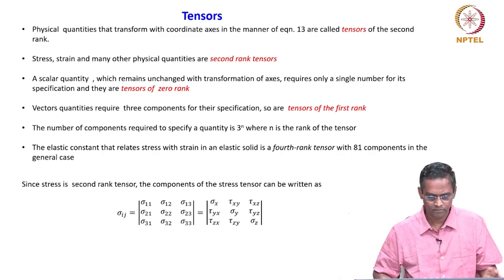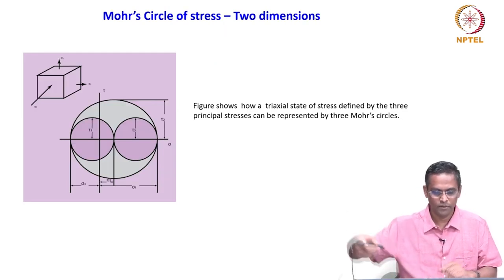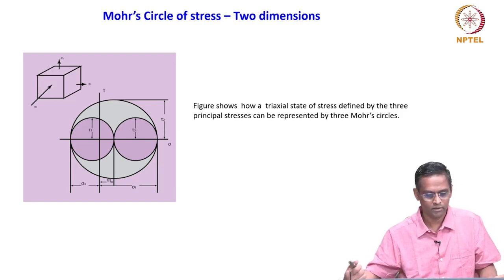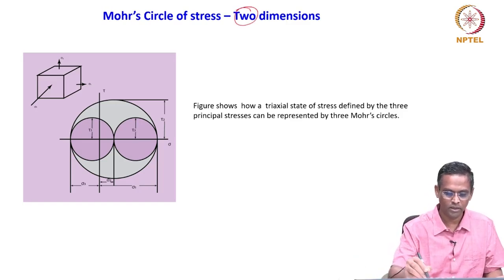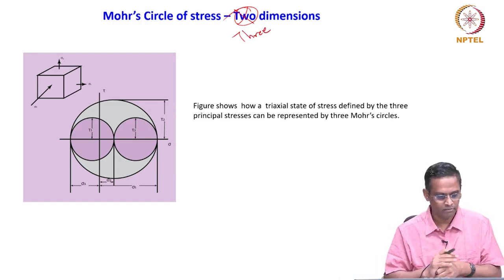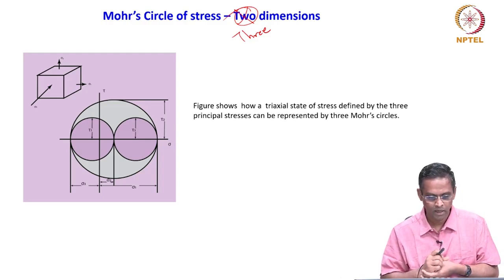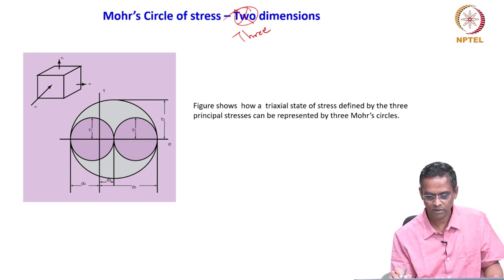So again, coming back to the Mohr circle. We have seen it in two dimensions, but this is going to be three dimensions now. So this is not two, this is three. The Mohr circle can also be visualized in three dimensions. What you are seeing in this Mohr circle is how a triaxial state of stress, defined by the three principal stresses, can be represented by three Mohr circles.